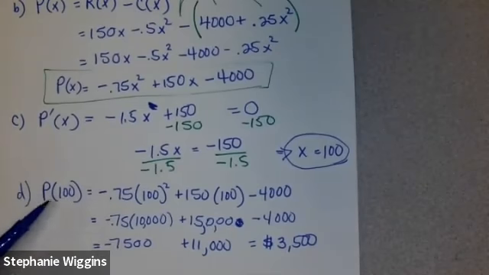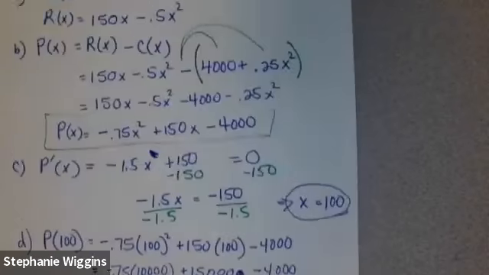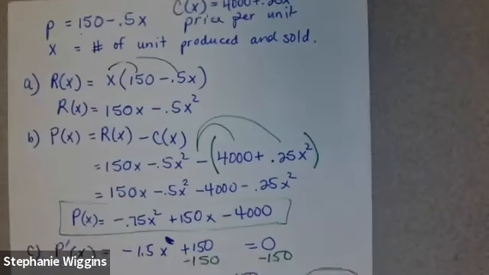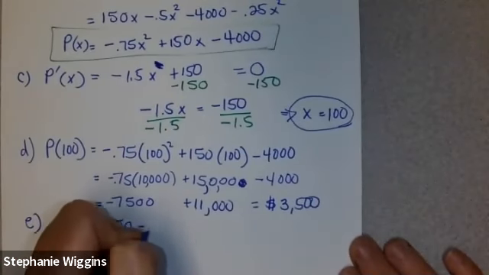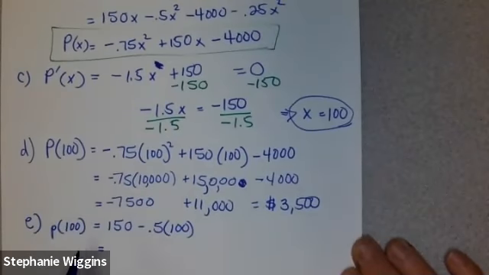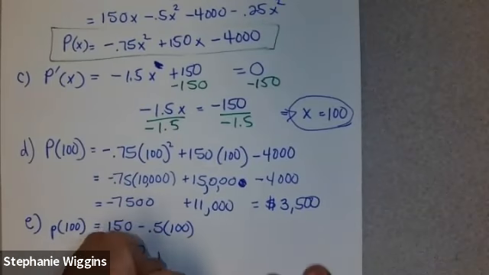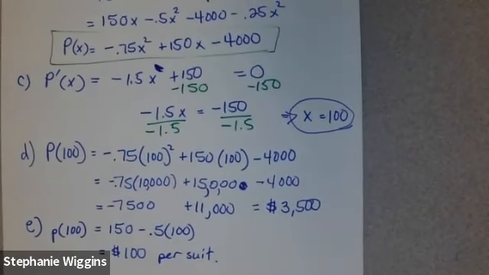Well, remember, this capital P is my profit function. Little p is my price function. So little p of 100 now is going to be, here's little p, 150 minus 0.5x. That's given to us in the problem. So I'm going to plug in 150 minus 0.5 times 100, and that's going to be the price that I should set, $100 per suit. We're selling suits in this problem.